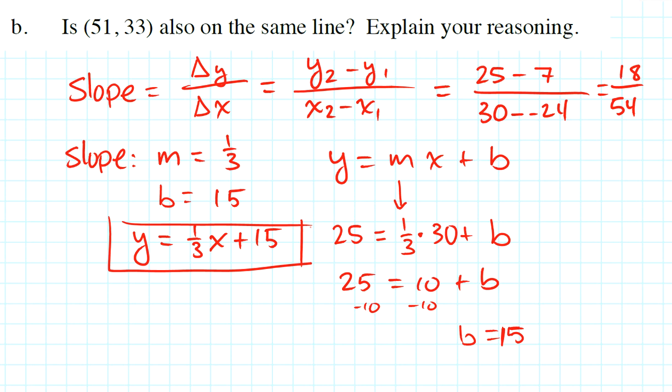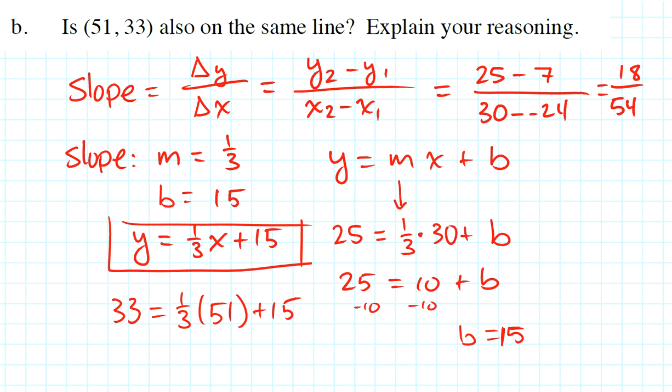So I'm just going to quickly test the truth here. I've clearly got a y value. The y value is the number 33. So I'm going to say, is 33 the same as 1/3 times my x value of 51 and then plus 15? Now, isn't 51 prime? Maybe not. 51 divided by 3, oh no, it's not. 51 divided by 3 is the number 17. So 1/3 of 51 is 17, and then 17 plus the number 15 is 32.